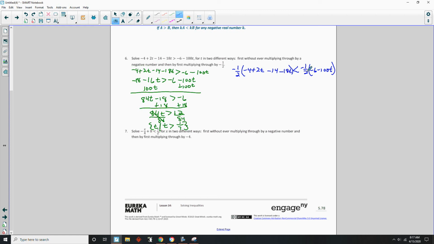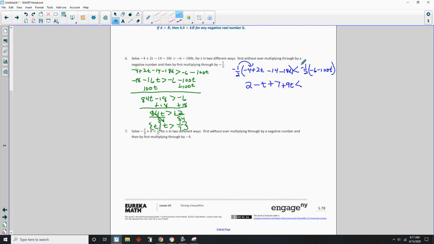Okay, so multiplying through by a negative, flip the sign. Now I'm going to distribute. 1/2 times 4 is 2. Negative times negative is positive. Negative times a positive is negative. Half of 2 is 1. Negative times a negative is positive. Half of 14 is 7. Negative times a negative is positive. Half of 18 is 9.